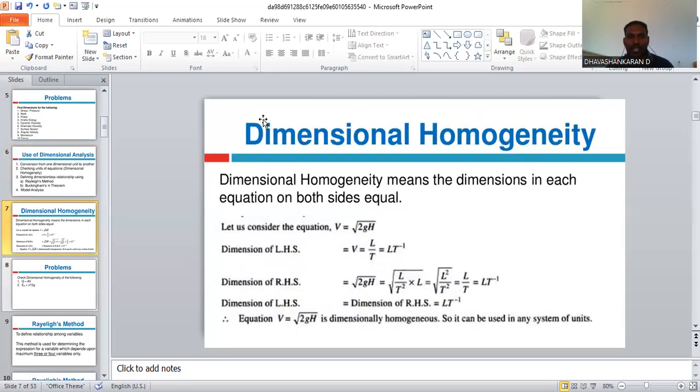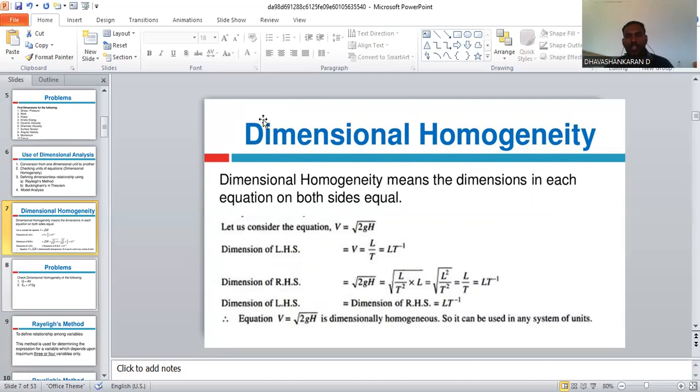Next, dimensional homogeneity. From the previous slide, we take some formulas to arrive at LHS equal to RHS. When the term on the left hand side is equal to the term on the right hand side, this is called dimensional homogeneity. So dimensional homogeneity means the dimensions in each equation on both sides are equal. Okay. How do we say that both sides of the equation are equal? We take an equation that we have chosen and check whether the equation is dimensionally homogeneous or not.